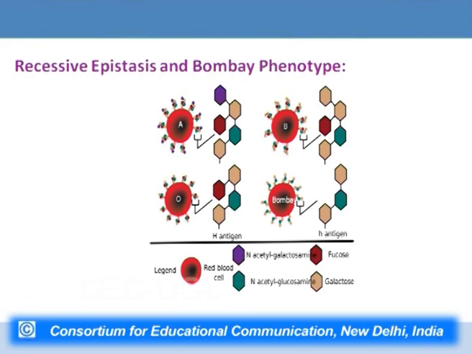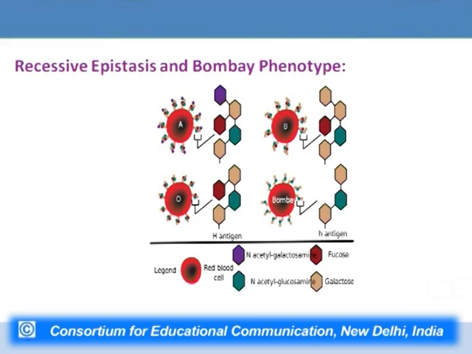So, even if that individual is having A or B genes in its genotype, there will not be formation of any A antigen or B antigen. So, phenotypically that individual will be O blood group, because RBC will not be carrying glycoprotein A or glycoprotein B, it will be carrying the incomplete H substance.